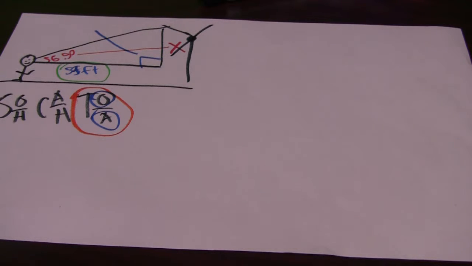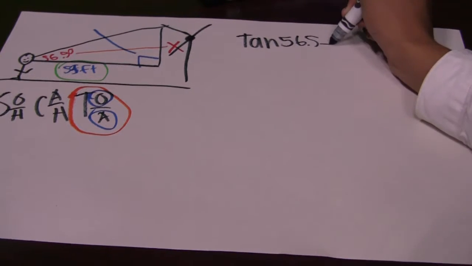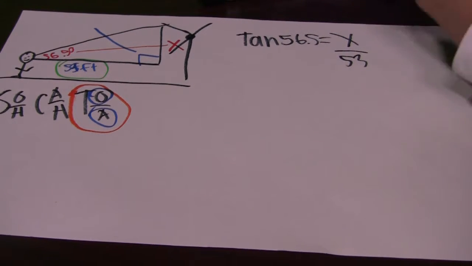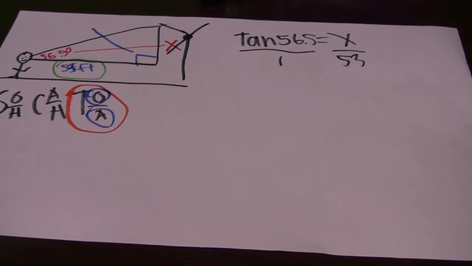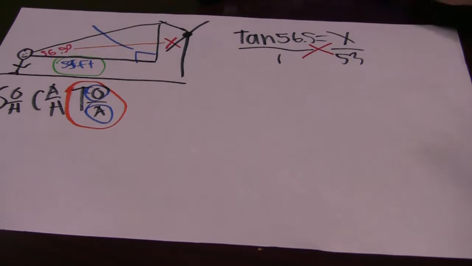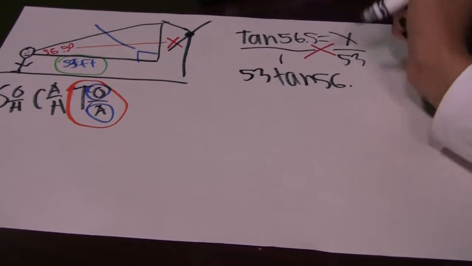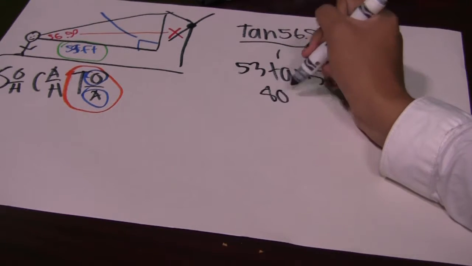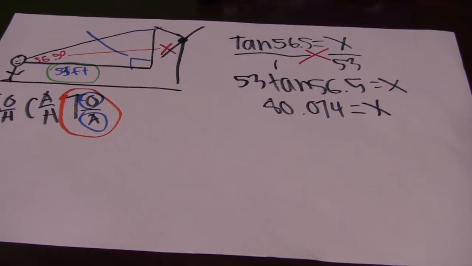So you're just going to write it out like this. Tan 56.5 equals x, since they're crossing each other. And you're going to put this over 53, since it is opposite over the adjacent, and that is the adjacent. And you're going to put 1 underneath just to fill in the spaces. Then you're going to cross multiply. All you have to write is 53 tan 56.5 equals x. And you're just going to plug that into your calculator to get 80.074 equals x. But you're not done yet.